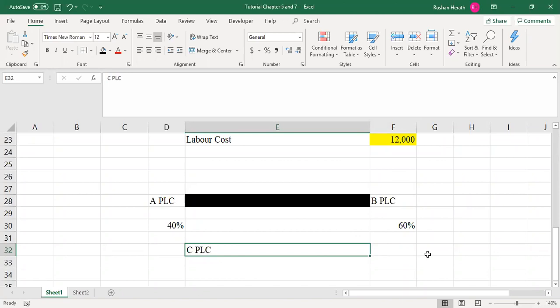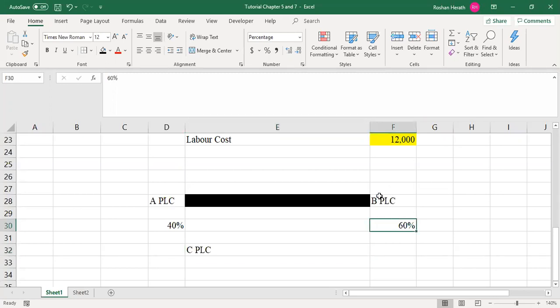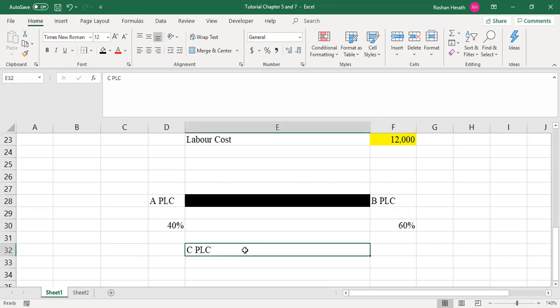If the things are as such, what is C PLC? Sorry, what is B PLC? What is C PLC to B PLC? Or in other words, the investment that B PLC has made in C, what is that?